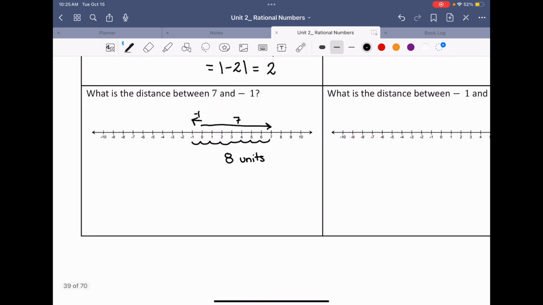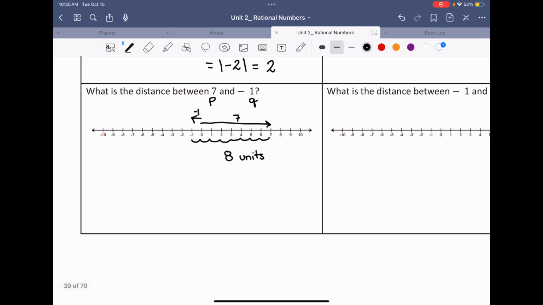Distance between 7 and negative 1, P and Q. So I should have 7 minus, remember, put your negatives in parentheses, negative 1 equals, now leave change, 7 plus 1, that's how we get a total of 8. Absolute value of positive 8 is positive 8.